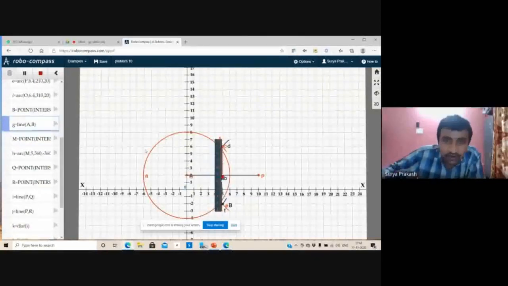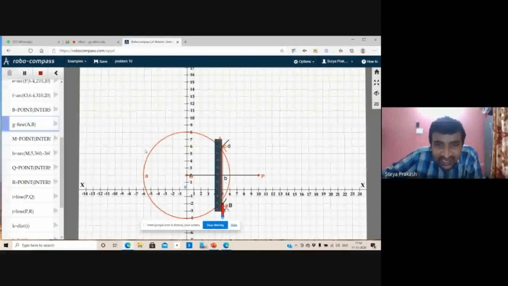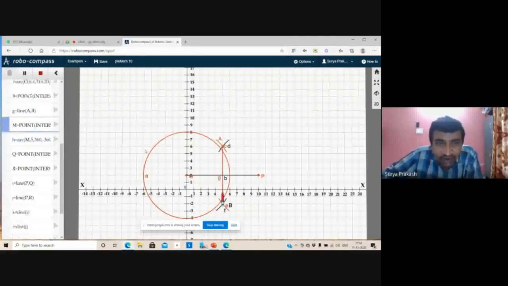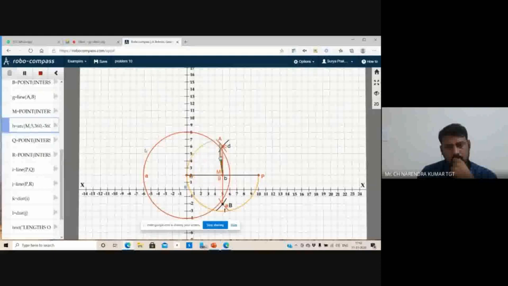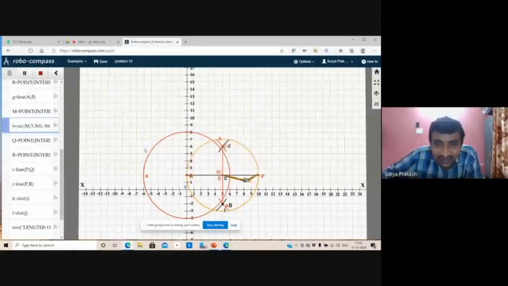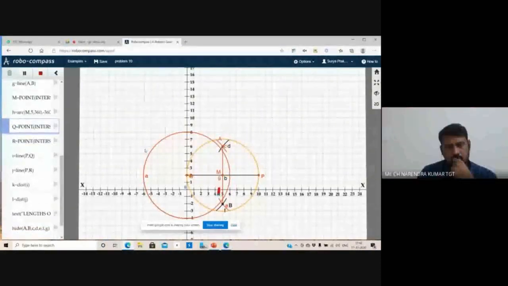So if the construction is shown on the screen like this, children will follow accordingly, and it will create interest among the students. While visualizing this construction, they'll pay some interest, and they will do the construction exactly.